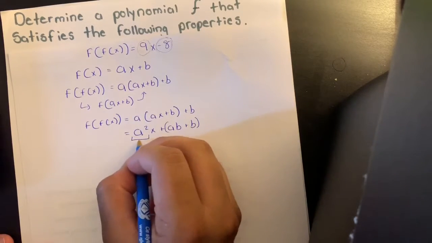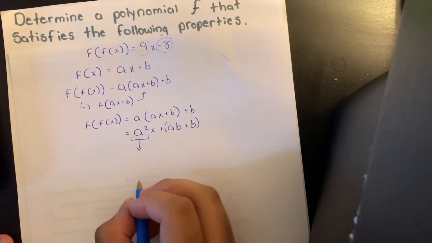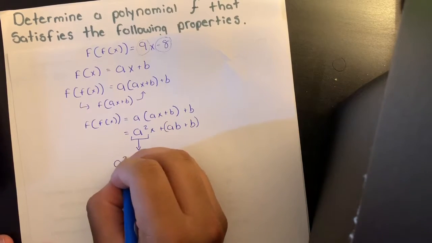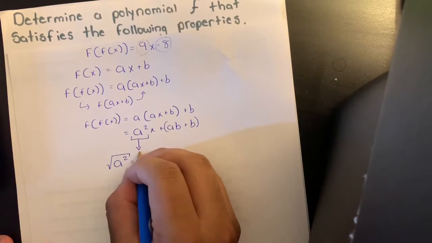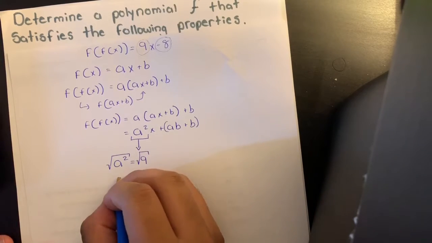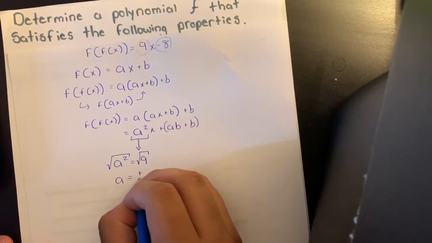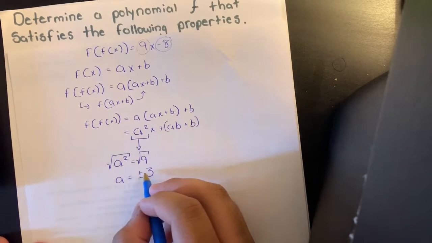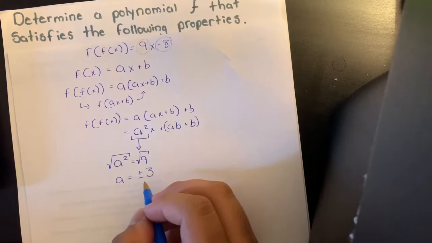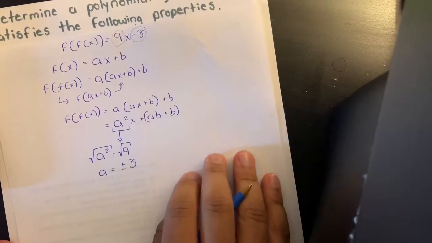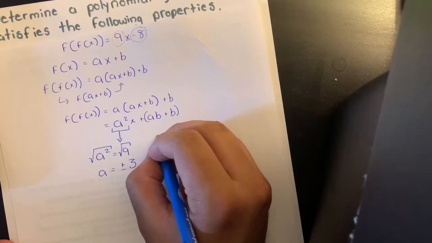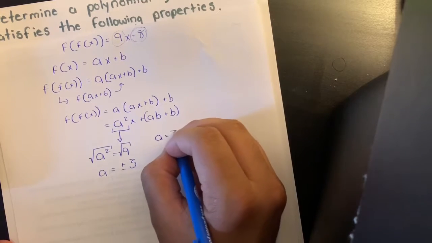So looking at a squared first, we can see that a squared is equal to 9. Taking the square root of both sides to isolate for a, you'll get a is equal to plus or minus 3, because positive 3 times positive 3 is 9, and negative 3 times negative 3 is also 9. So now you can see that there's two cases to this problem. The first one being a is equal to positive 3.